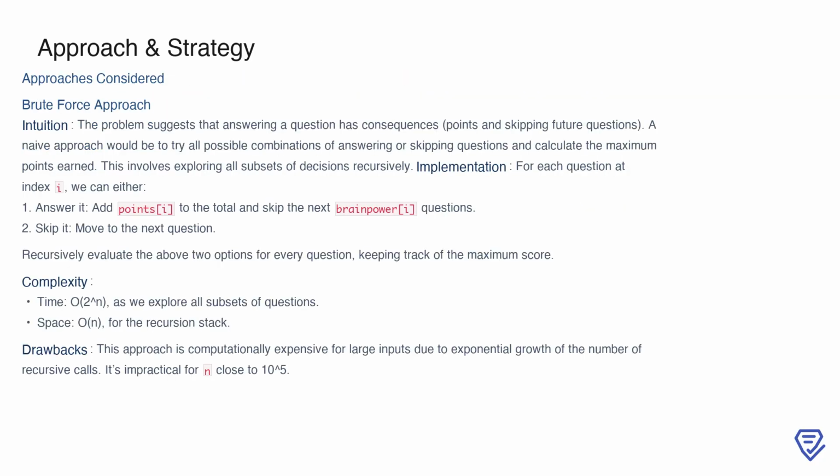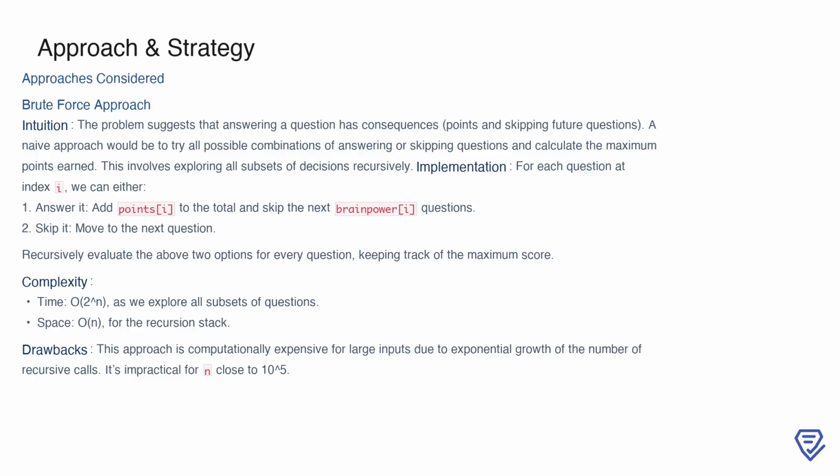To begin solving this problem, we first consider the brute force approach. The intuition here is straightforward. For each question, we make a binary decision: either answer the question or skip it, and then recursively explore all possible combinations of these decisions. If we decide to answer a question, we add its points to our total and skip the number of subsequent questions specified by its brainpower value. On the other hand, if we skip the question, we simply move to the next one.